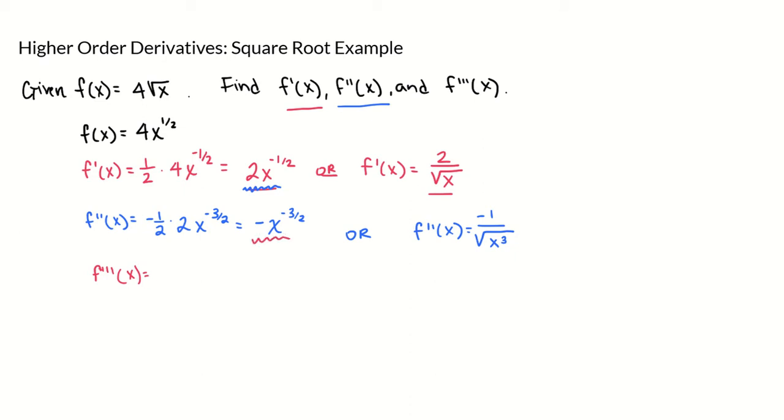Now we take the derivative of this function, f double prime of x, and we have, bring down the power, negative 3 over 2. I'm going to write that negative in front of the x as a negative 1. x, subtract 1 from the power, negative 3/2 minus 1 is negative 5/2. So we're going to write this function as 3 over 2 x to the negative 5/2. Or, again, you can rewrite it closer to the original form, which would be 3 over 2 square root of x to the 5th.